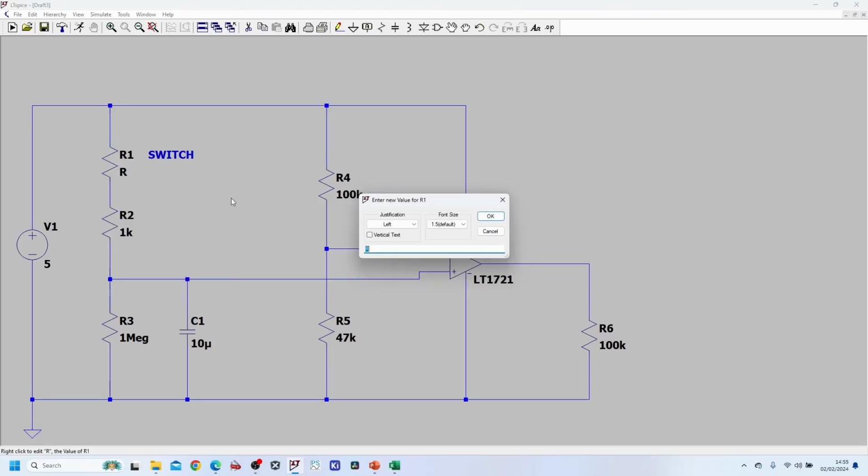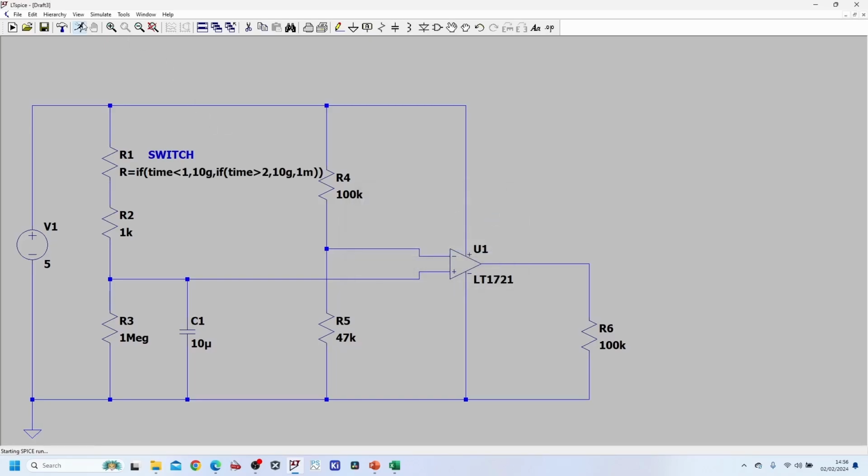So the way I'm going to make the switch is with a resistor that I'm going to change the value of depending on the time. For a time, let's say, of less than 1 second, I'm going to set the value of the resistor equal to a very high value. So time less than 1, the value is going to be 10 gig. And then if that's not the case, then I'm going to check if time is more than 2 seconds, then the value is going to be again 10 gig. And then if that's not the case, then I'm going to set the value to be equal to 1 milliohm. We'll see if that works and test it out.